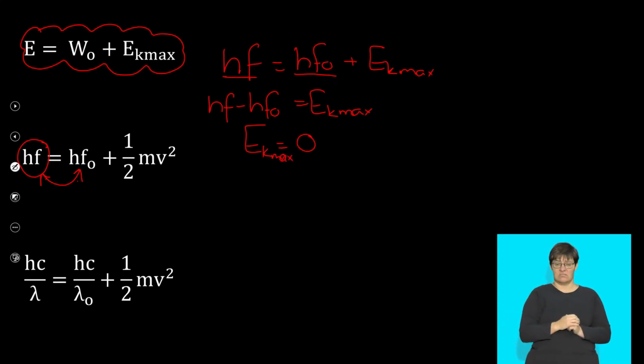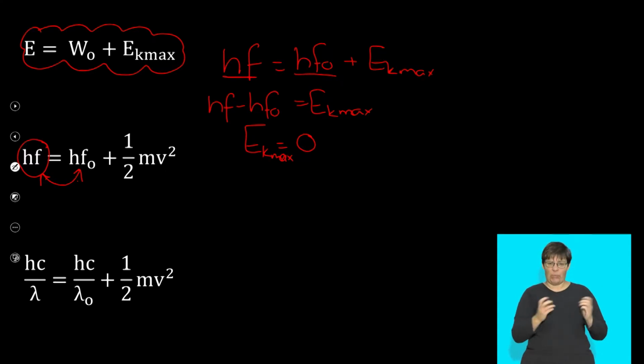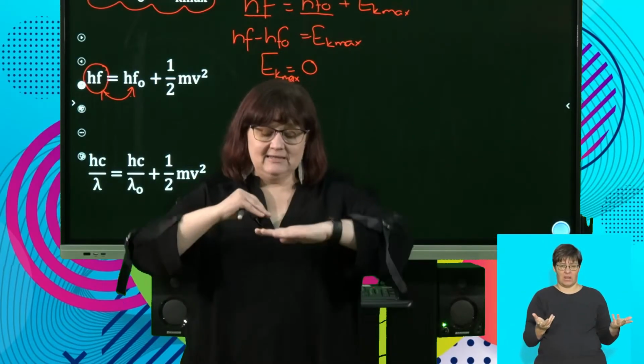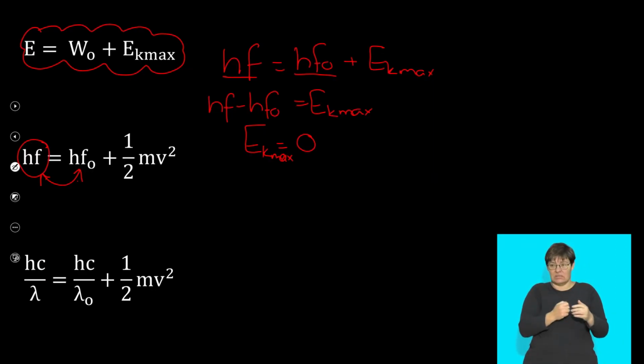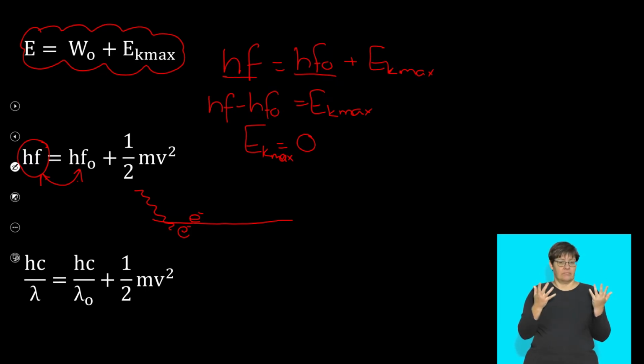Well, if the electrons don't have any energy, they can't move anywhere. All that happens when we meet that minimum energy is literally the electrons do this. So there's my little electron. The photon comes along, hits it, and the electron goes, fine, I'll sit on the surface then. That's what you want to be.